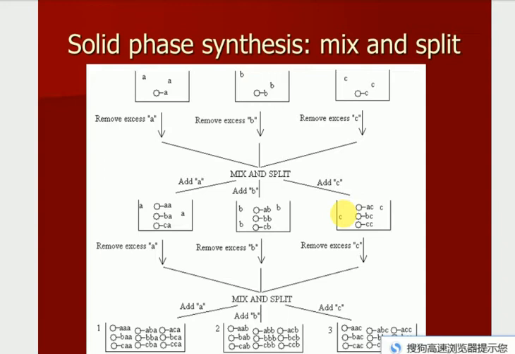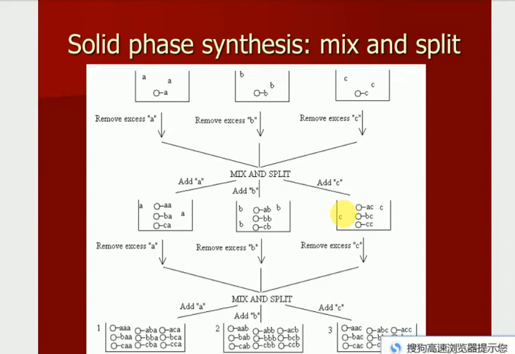So the mix and split approach is similar to the teabag approach, except there is a lot more randomness to it. So you would still have your different pots. If you had your 20 amino acids, you'd have 20 pots, one for each amino acid. I've just shown 3 here: amino acid A, B, and C. And you would have your beads, and you'd split the beads evenly between the 3 pots.